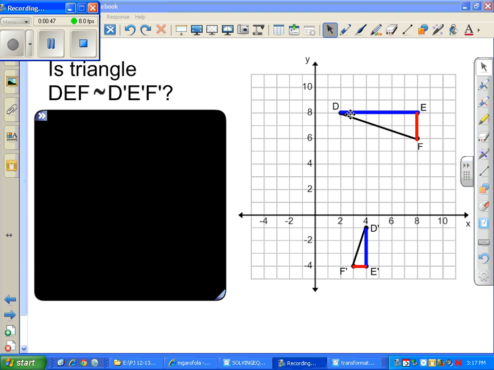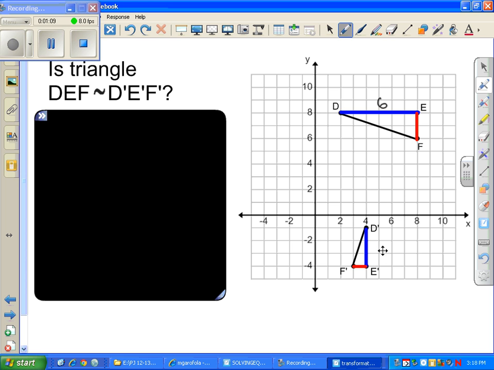I've taken each side and put it in a different color so that we can see the corresponding sides more clearly. Remember, in similar triangles, the corresponding sides are proportional. So if we can figure out the proportions for each of these sides, we can figure out the scale factor. As I look at side DE, I see that it's 1, 2, 3, 4, 5, 6 units. The side that corresponds to DE on the image is D prime, E prime, and I see that is 3 units.